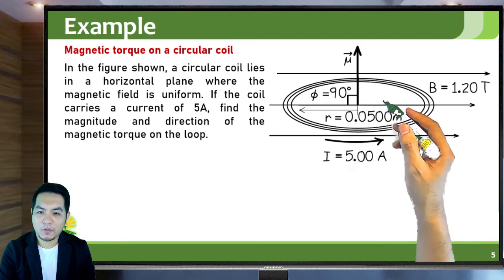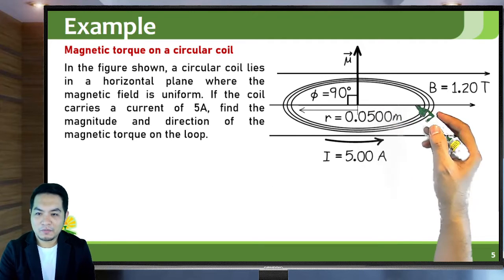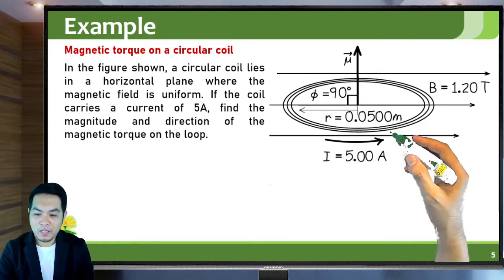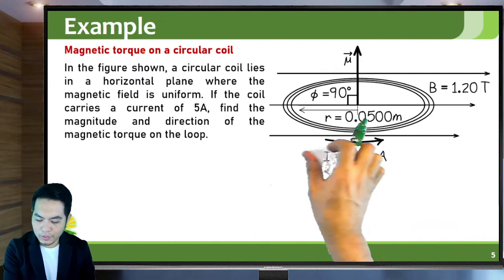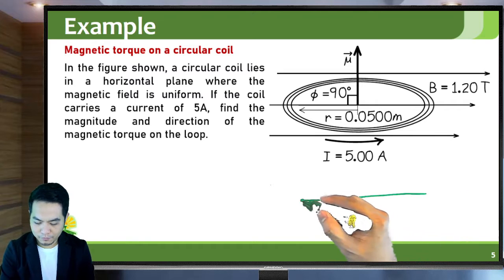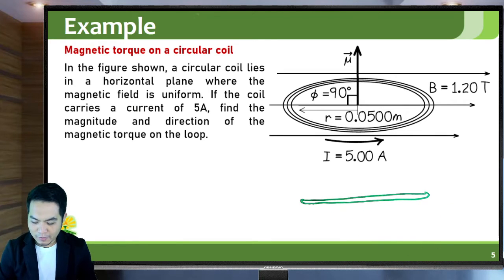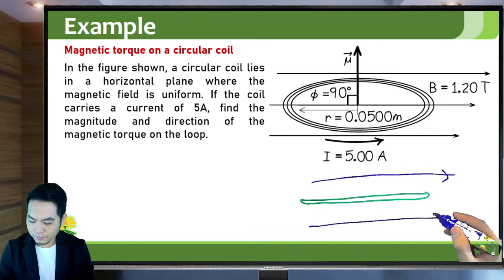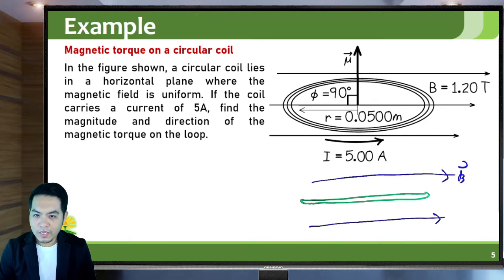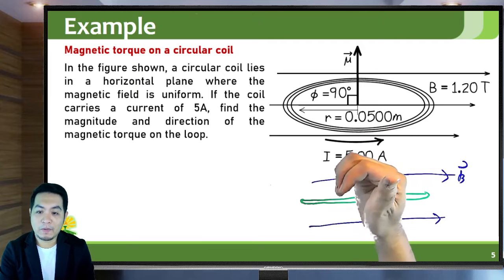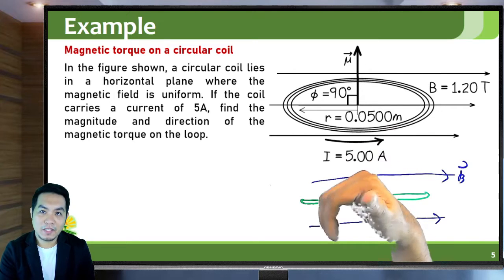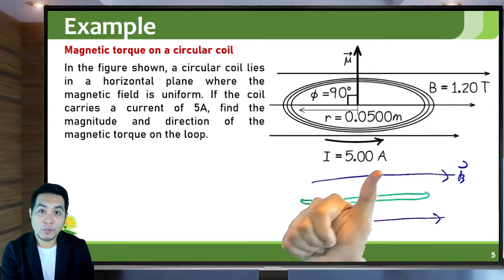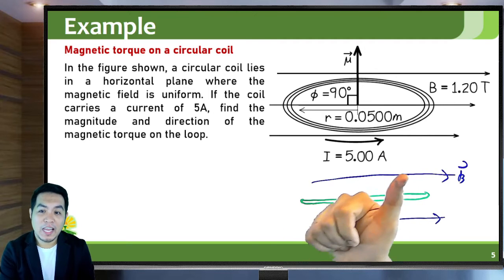This is actually a circular coil. If this is a perspective view, but if you will actually look at a side view, your circular coil will just look flat, like that. And the magnetic field is in this direction, and the area. By the way, to determine the direction of the area vector or the magnetic dipole moment, we use the right hand rule. If your fingers are the direction of the current in the loop, then your thumb points to the direction of the magnetic dipole moment or the area vector.